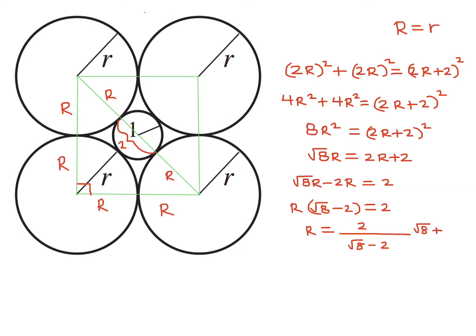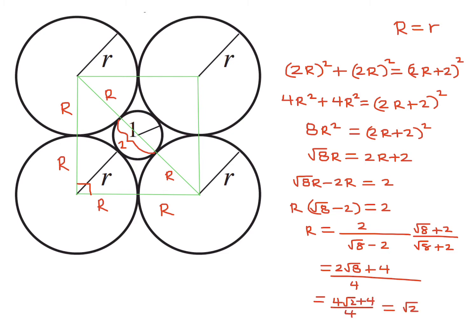So root 8 plus 2, root 8 plus 2. This gives me 2 root 8 plus 4. And the bottom will give me 8 minus 4, which is 4. And therefore, this looks like, well, root 8 is 2 root 2. So that's 4 root 2 plus 4 all over 4.